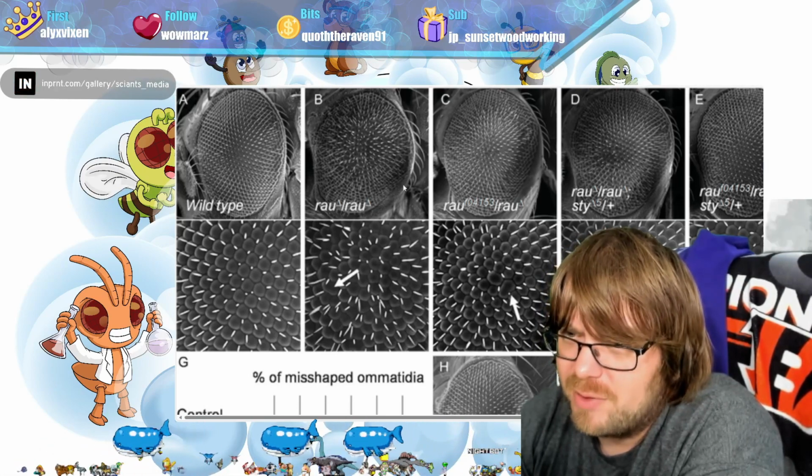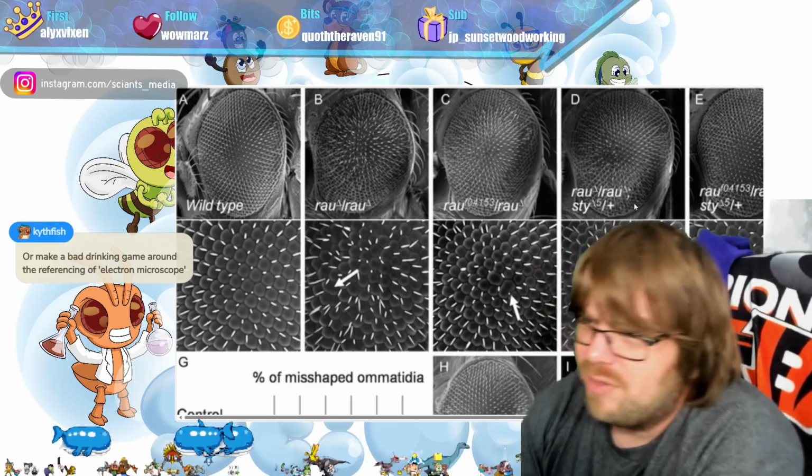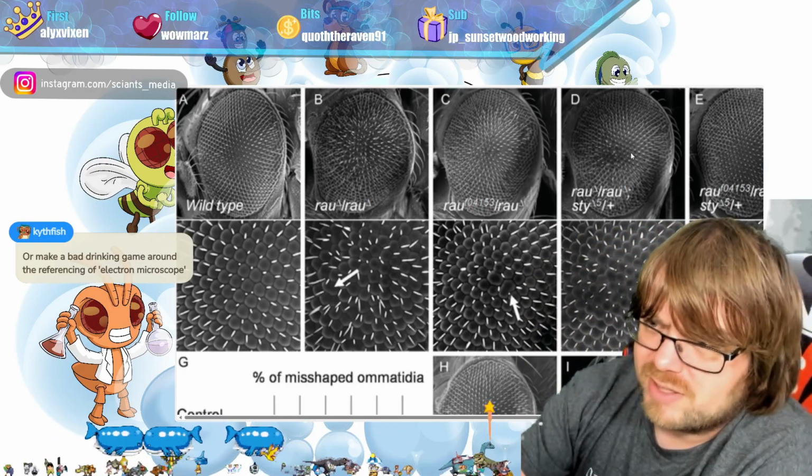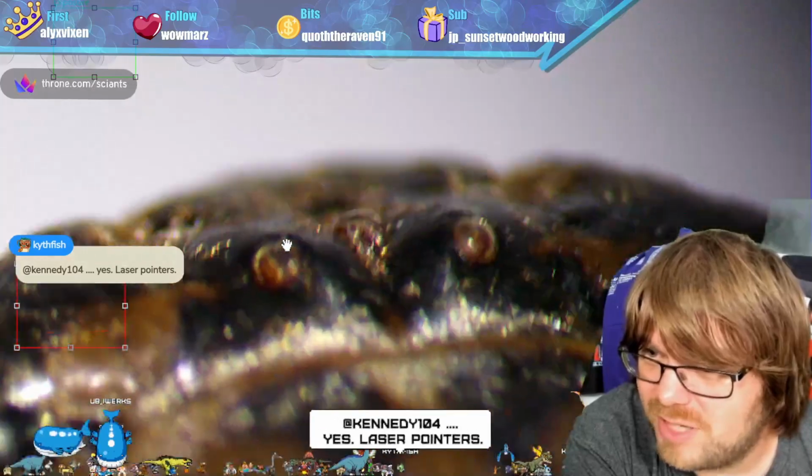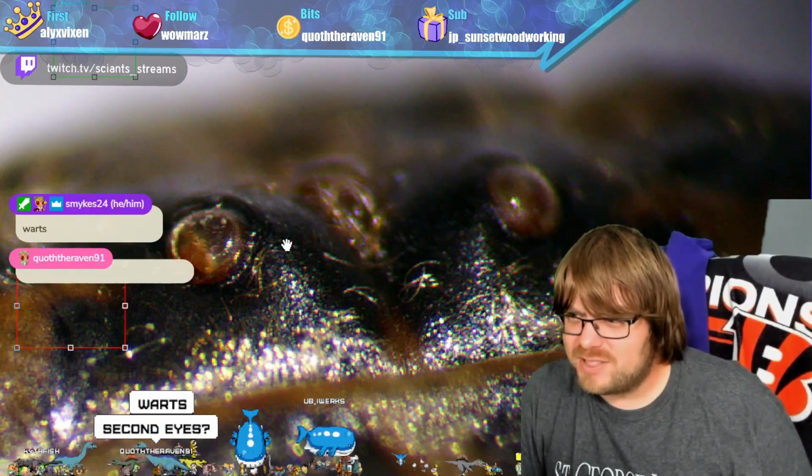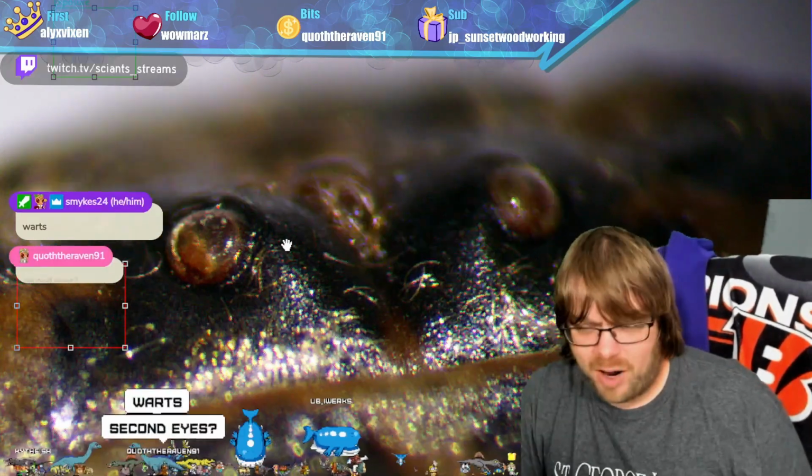And then here are some of the mutations that cause some of these weird effects. This one in panel D corrects a lot of it, it looks like. Did y'all know what these are? Any guesses? Warts? No, Smikes! Not quite the warts. Not antennae, Miss Yvette. Quoth the Raven is correct.